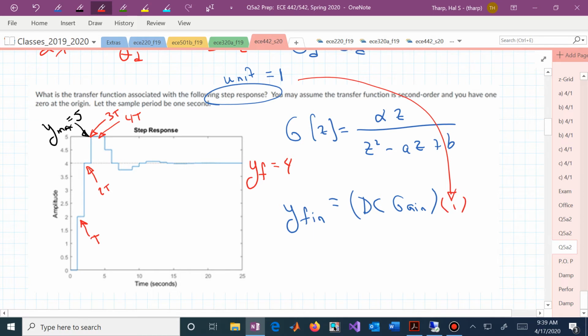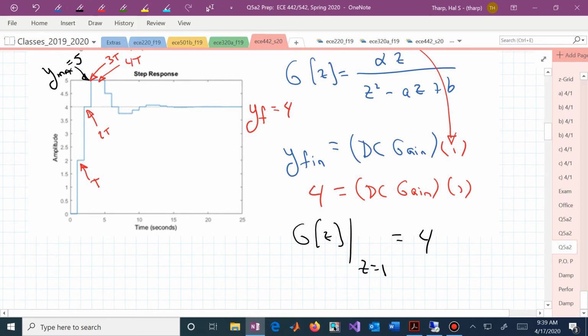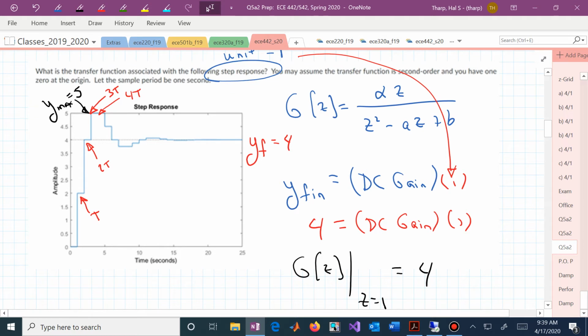was a 1. So now we know that 4 is equal to our DC gain times 1, or our DC gain, which we can find by evaluating G of z at z equal to 1, is now equal to 4. Well, we're not there yet because we don't know a and b, but once we know a and b, we can then find alpha from this DC gain argument.